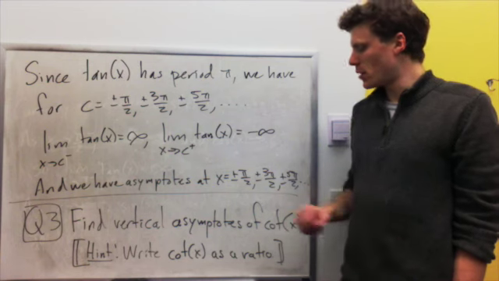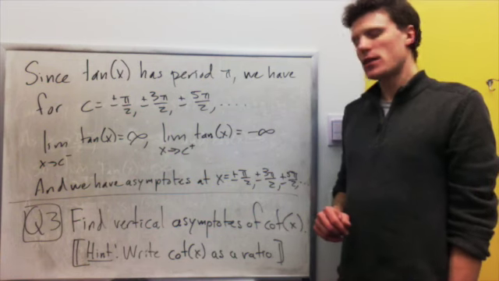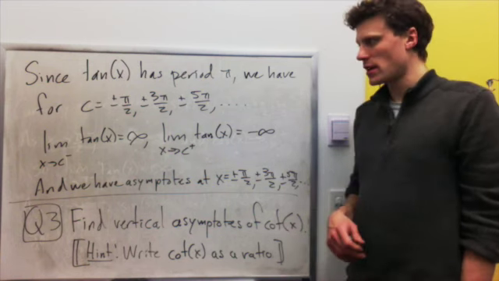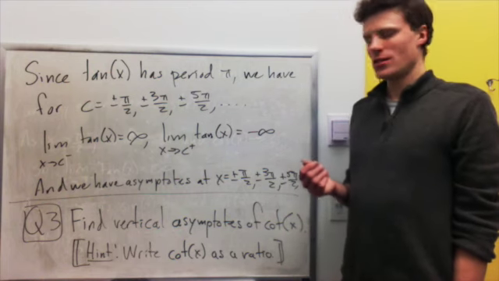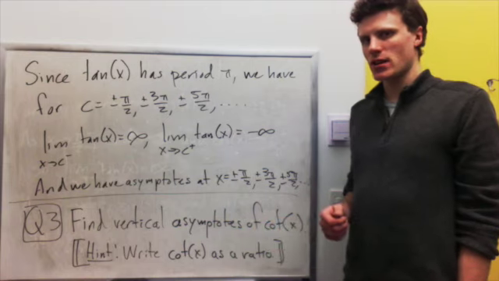So for your third question for these videos, find the vertical asymptotes of cotangent of x by doing the same sort of thing using limits. And hint, to do this, write cotangent as a ratio.